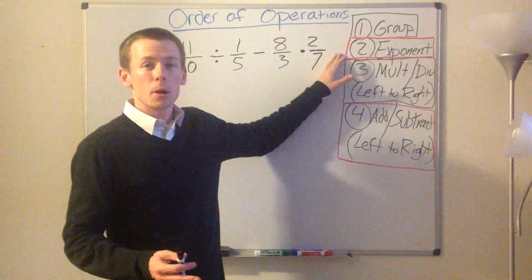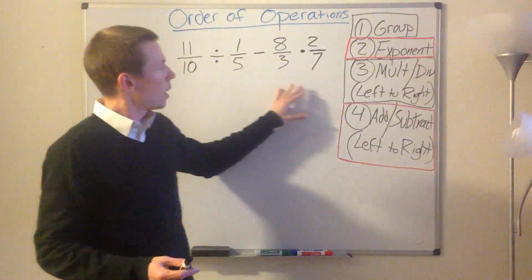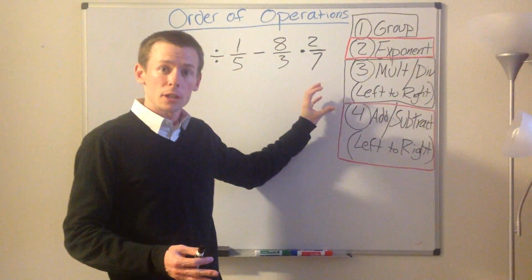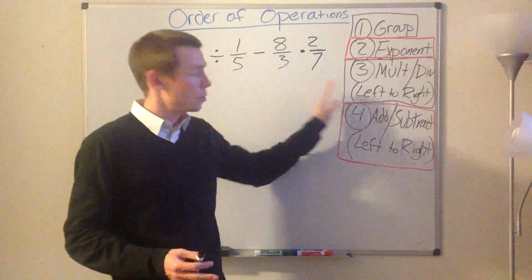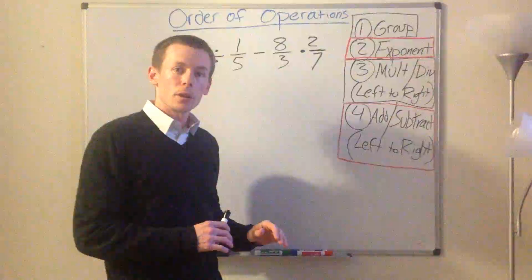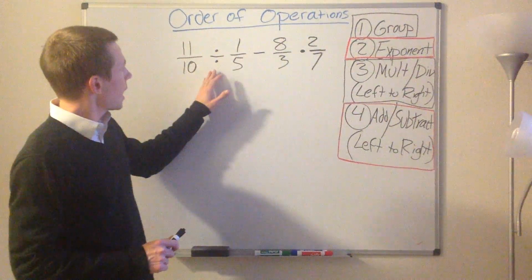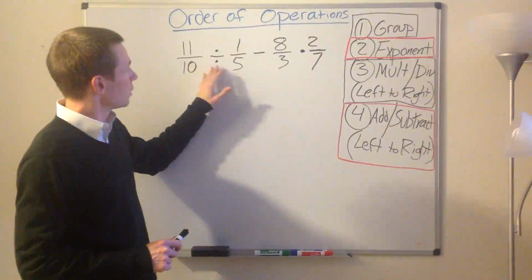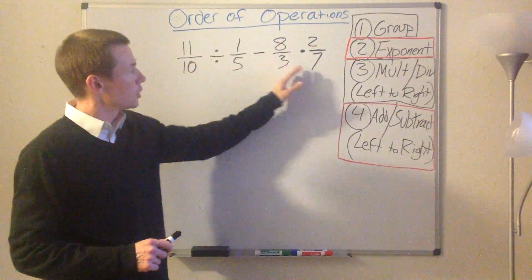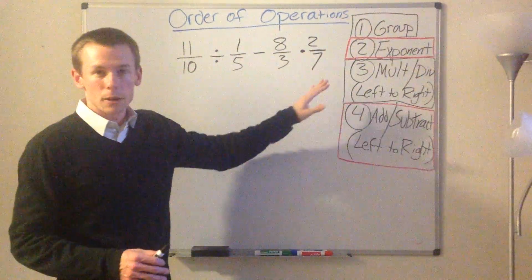Then you would do exponents, but there are no exponents here. Then multiplication and division are tied at level 3, so you do them from left to right. And finally, addition and subtraction are tied for the last level, and you do those from left to right as well. So here we have a division operation and a multiplication and subtraction. So we want to do the division and multiplication first, and we'll just take them from left to right.